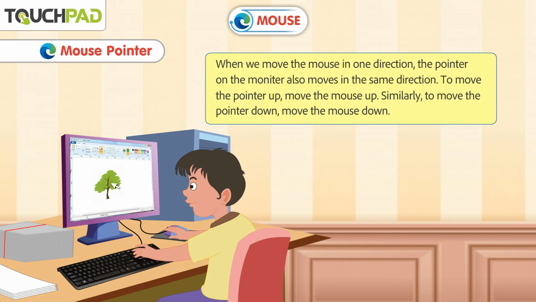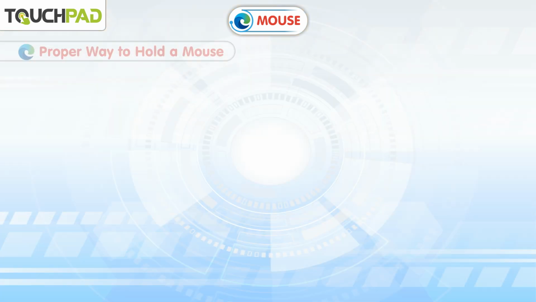When we move the mouse in one direction, the pointer on the monitor also moves in the same direction. To move the pointer up, move the mouse up. Similarly, to move the pointer down, move the mouse down.